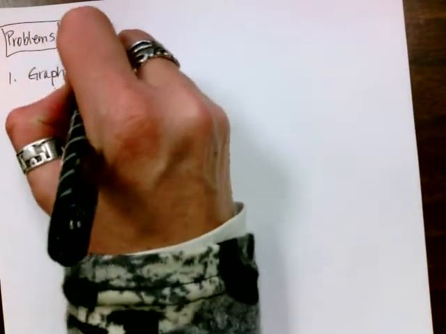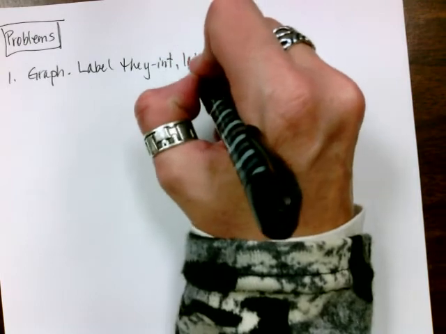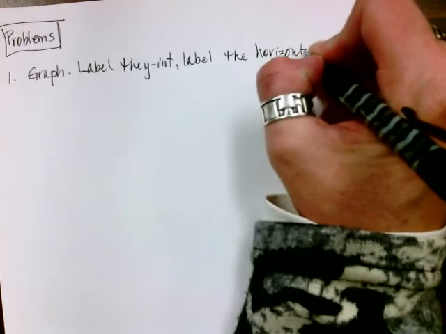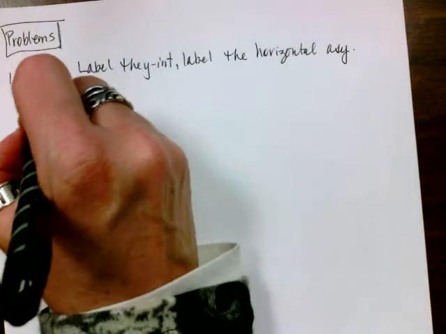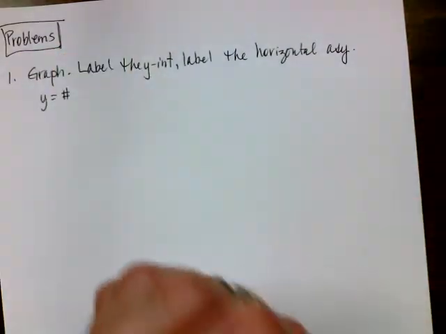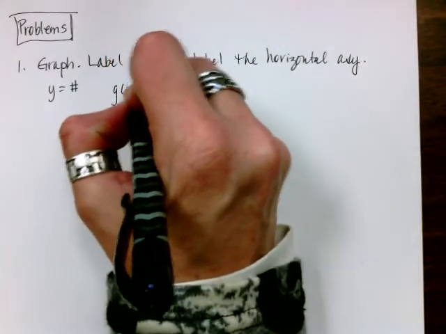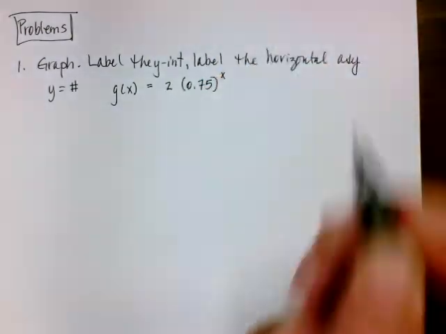Okay. All right, first problem says to graph the function, and then of course you need to label the y-intercept, and then I want you to label the horizontal asymptote. And remember that that's always going to be an equation, so it will be y is equal to some number. Okay? Sorry, my paper's crooked. And your equation is going to be g of x is equal to 2 times 0.75 to the x.